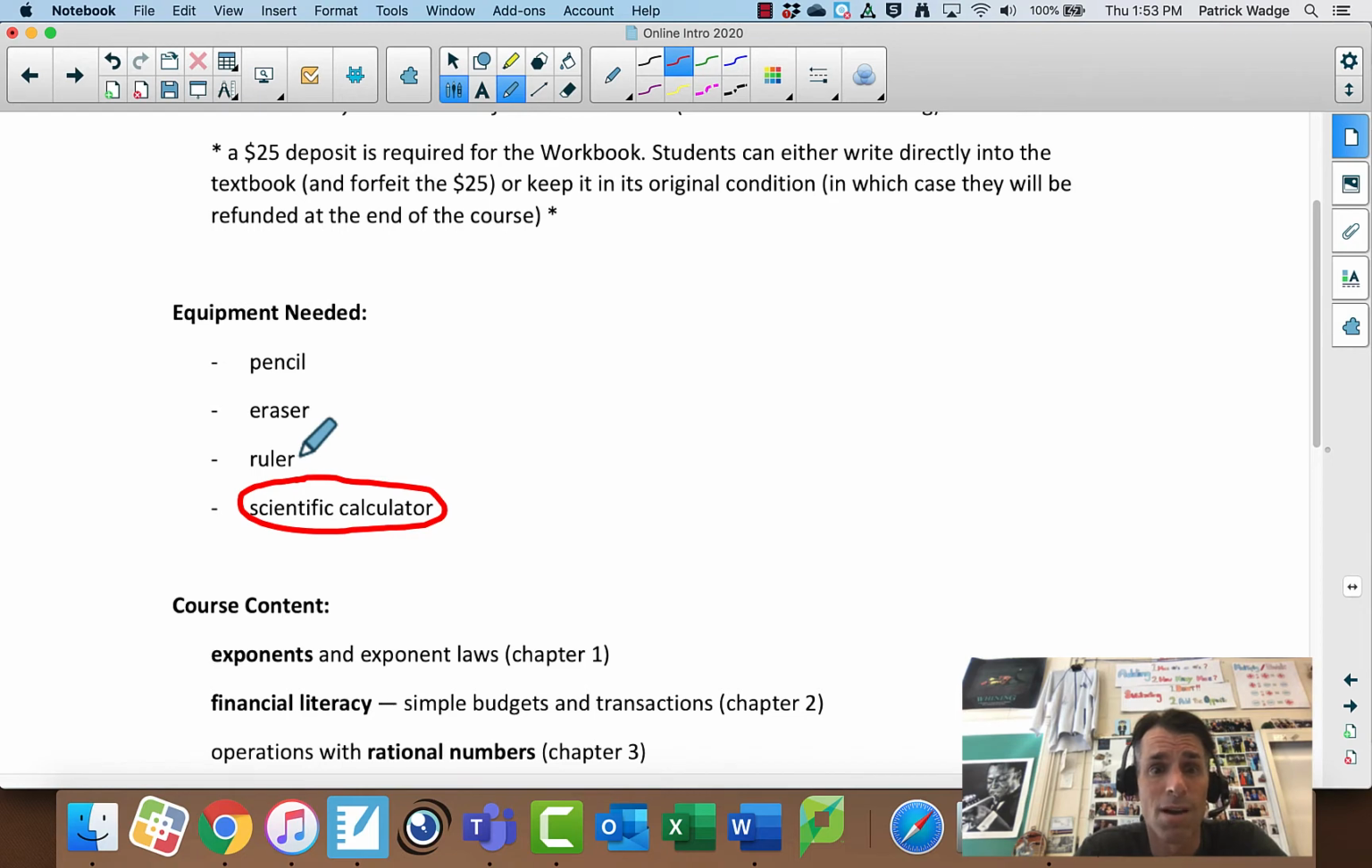Some of those things aren't going to get cleaned as well as they should have. Then the next class comes in and uses them too. It's just not good. So, parents, if you're watching this, your child needs a scientific calculator.